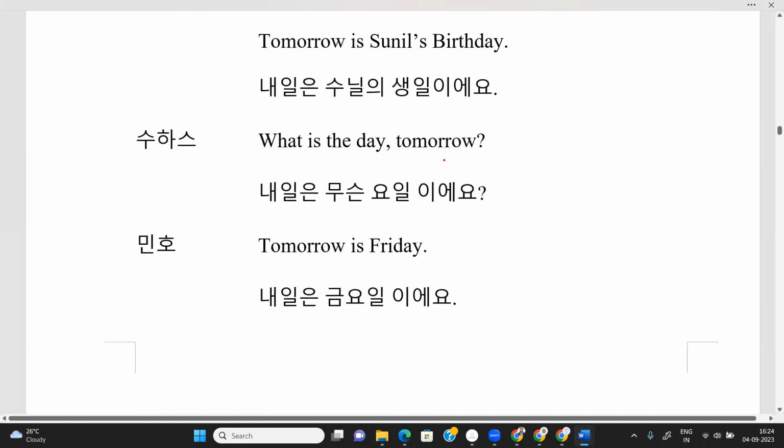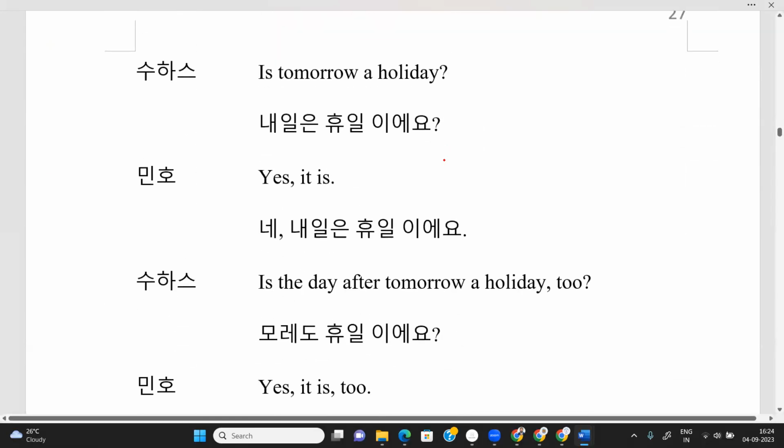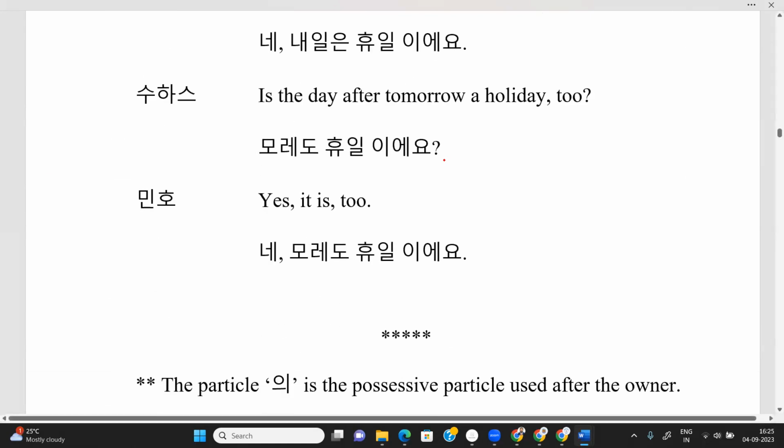Suhas: What is the day tomorrow? 내일은 무슨 요일이에요? Mino: Tomorrow is Friday. 내일은 금요일이에요. Suhas: Is tomorrow a holiday? 내일은 휴일이에요? Mino: Yes, it is. 네, 내일은 휴일이에요. Suhas: Is the day after tomorrow a holiday too? 모레도 휴일이에요? Mino: 네, it is. Yes, it is. 네, 모레도 휴일이에요.